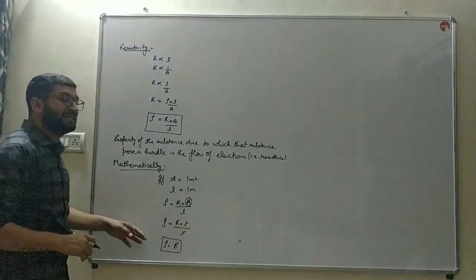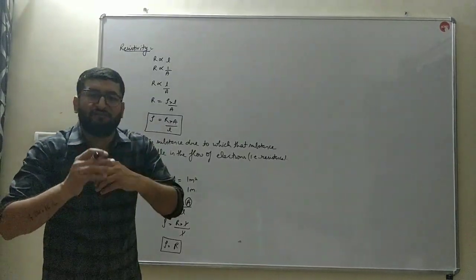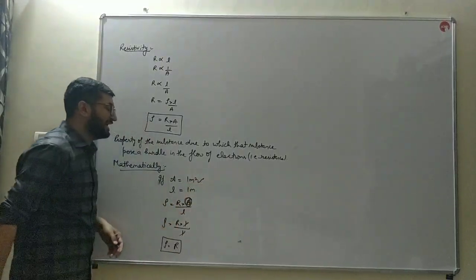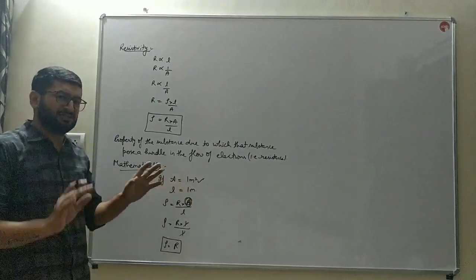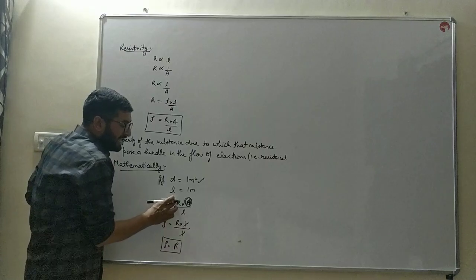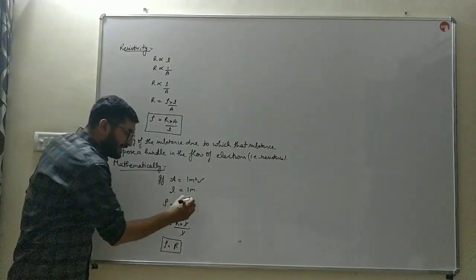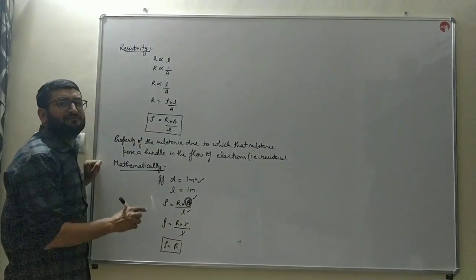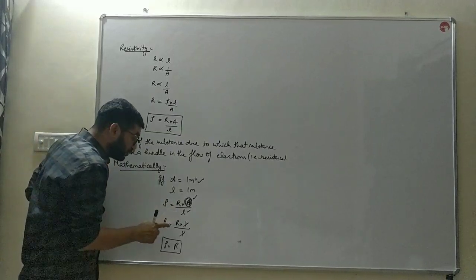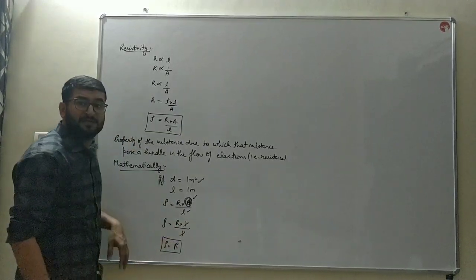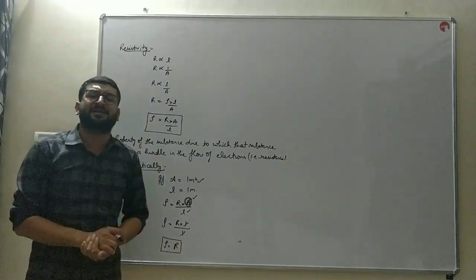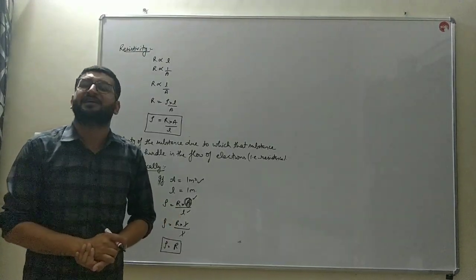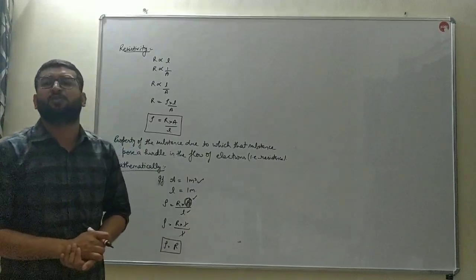Children, mathematically what is resistivity? Mathematically, resistivity is equal to the resistance of the wire if the area of the cross section is 1 meter square and the length of the wire is 1 meter. Simple, children. The formula of resistivity is R into A by L. If we make the area of cross section and length unity, that is, area of cross section is 1 meter square and length of the wire is 1 meter, then resistivity will be equal to resistance. 1 by 1 will cancel and both will be equal. So mathematically, resistivity of the conductor is equal to the resistance if the area of cross section of that conductor is 1 meter square and length of the conductor is 1 meter.